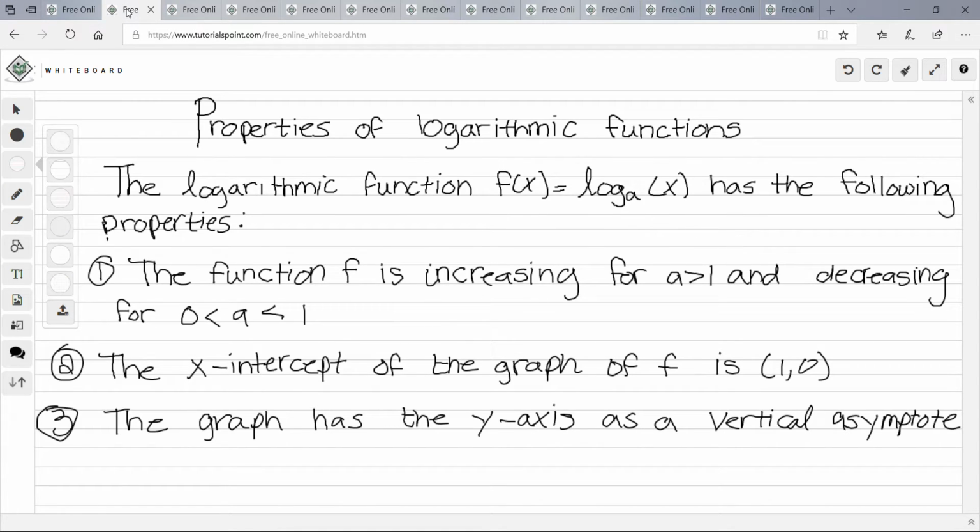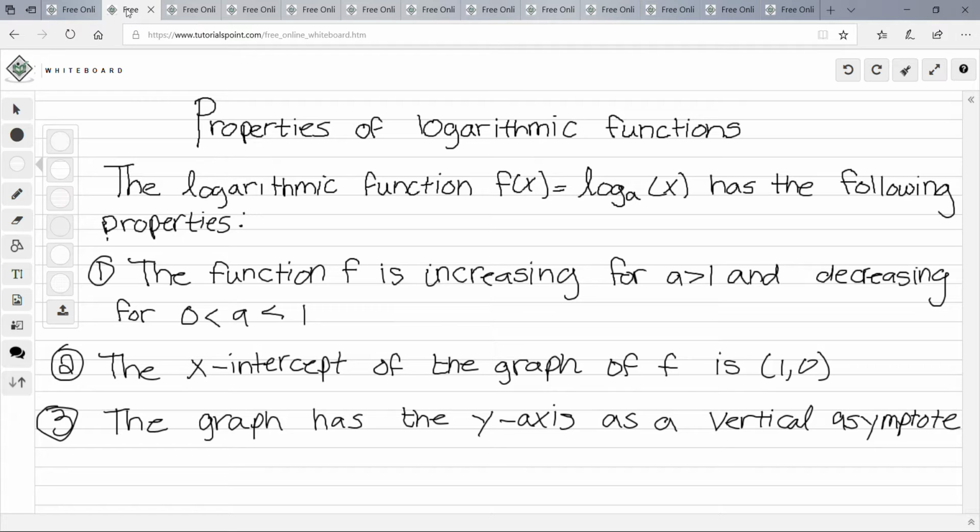So now, some of the properties of the logarithmic function f of x equals log base a of x: the function f is increasing for a greater than 1 and decreasing when a is between 0 and 1. So it's kind of like the exponential function. The only difference is that we have an x-intercept of the graph, and it usually starts at (1, 0). Remember in the exponential function we only had a y-intercept of (0, 1). So basically logarithmic and exponential functions are pretty much inverses.